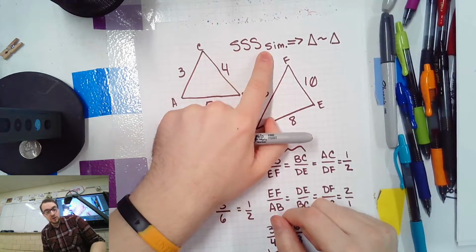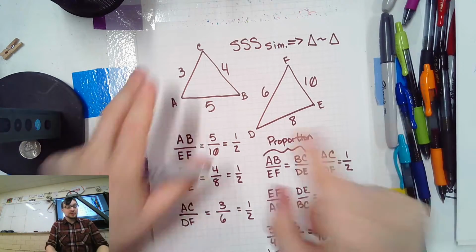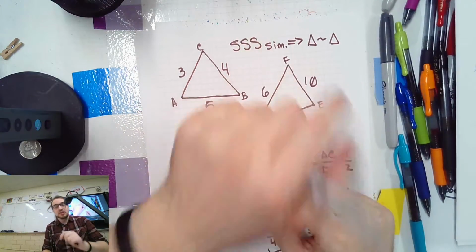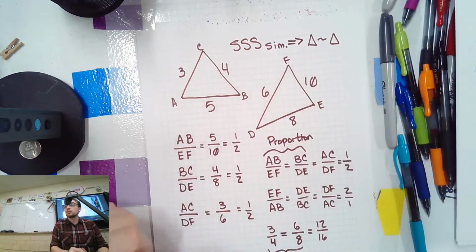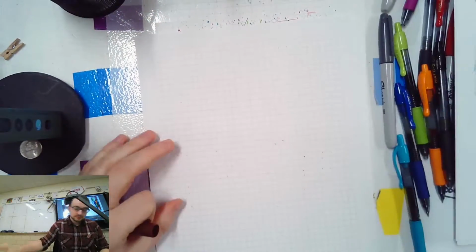So if we have all three sides being similar, not all three sides the same, that's different than congruency. They don't have to be the same. They just have to be similar, then the triangles are proportional. They're similar. So, pop quiz.